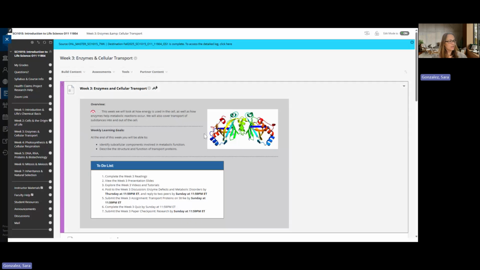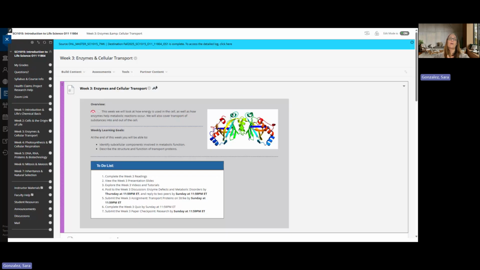So remember last week we introduced the cell. We took a look at the function of the cell. What is a eukaryote? What is a prokaryote? Organelles of the cell as well, so the important functions of cells and organelles in terms of what they do. This week we're going to go a little bit deeper and look at enzymes and cell transport.